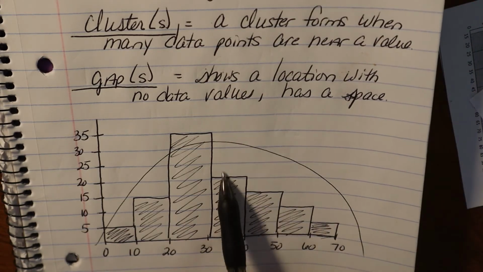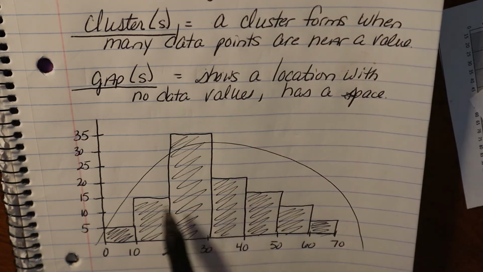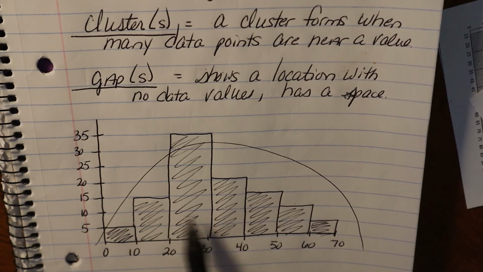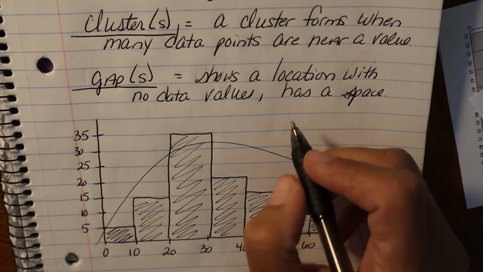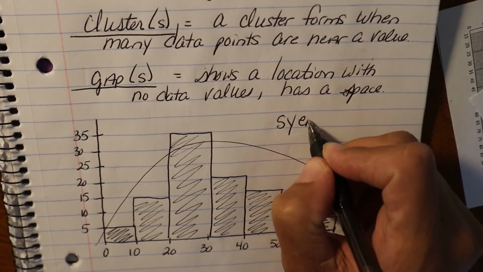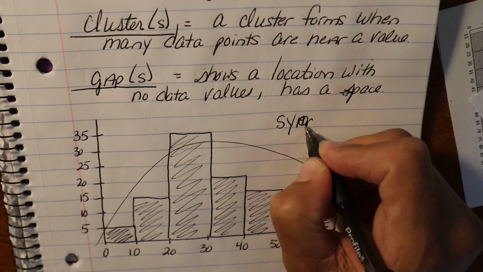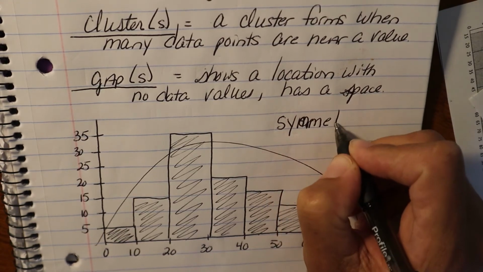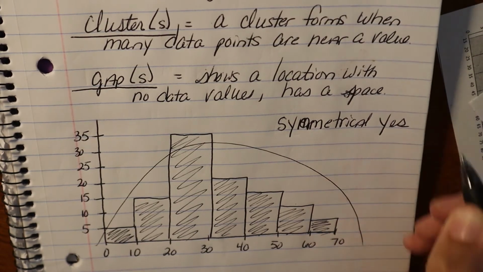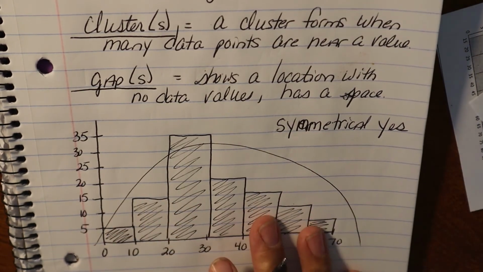If I were to cut this in half and fold it, it would match up. Not exactly, but that's okay. It's fairly simple. It's got two short and then it gets bigger in the middle. So we're going to say that it's symmetrical. Yes, so it fits the description of being a symmetrical histogram.